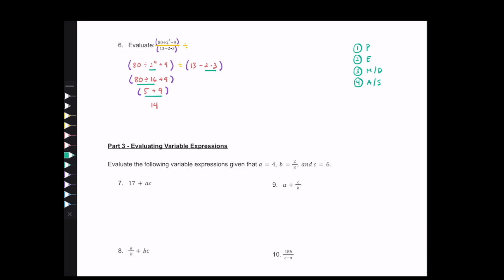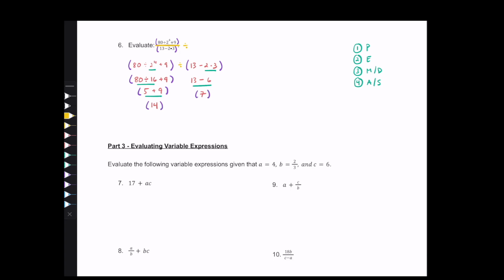I think multiplication is going to come first here. So we'll have 13 minus 2 times 3, which is 6. And then 13 minus 6 is equal to 7. Okay, so we really have this 14 in the top. That's this 14. And on the bottom, we have 7.